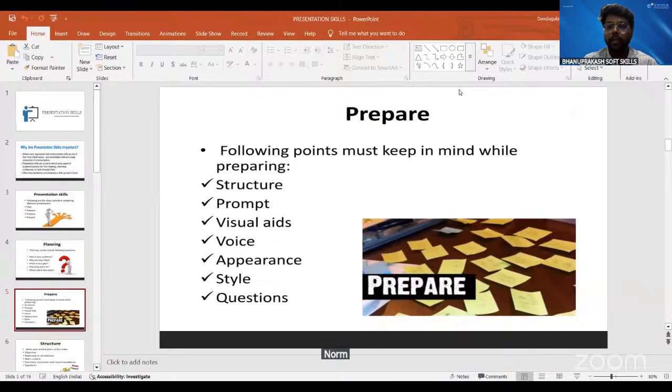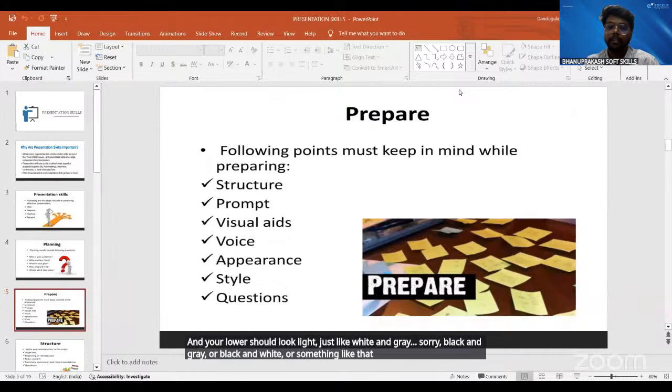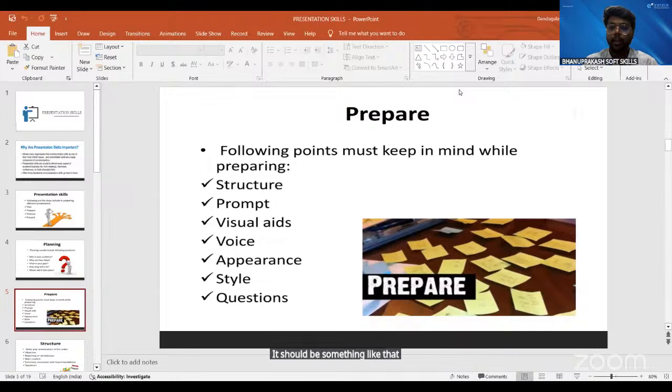Normally for an interview, if you are wearing white on top, you need to wear black on the bottom, right? In the same way, it's vice versa for a presentation: your upper body should look dark and your lower body should look light, like black and gray or black and white, something like that. Not exactly white, but something like that, so that you look bright.